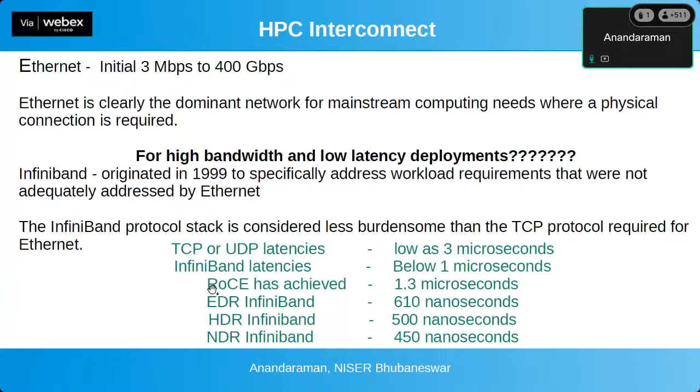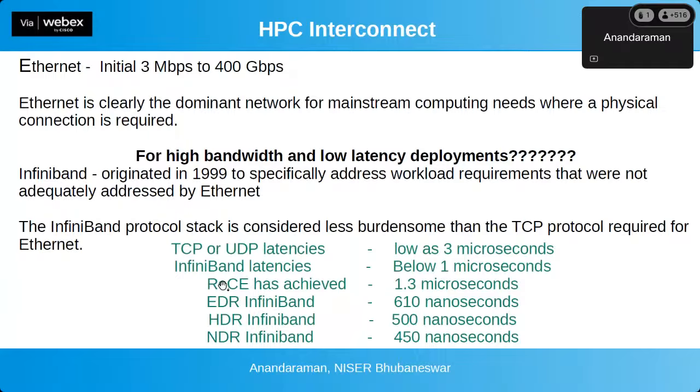This is RDMA over Converged Ethernet. That means you are using the remote direct memory access protocol, but the physical medium is Ethernet itself. The physical medium is Ethernet only, but the protocol has changed. Here EDR, HDR, NDR are part of InfiniBand terminology, Extended Data Rate. EDR is 100 Gbps, HDR is 200 Gbps, and NDR is 400 Gbps. This is about bandwidth, and these are the latency details.